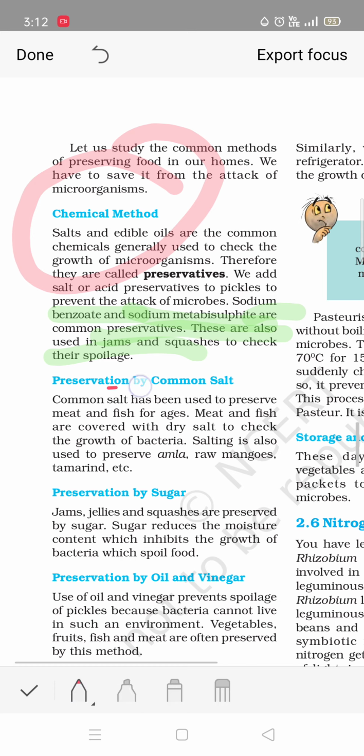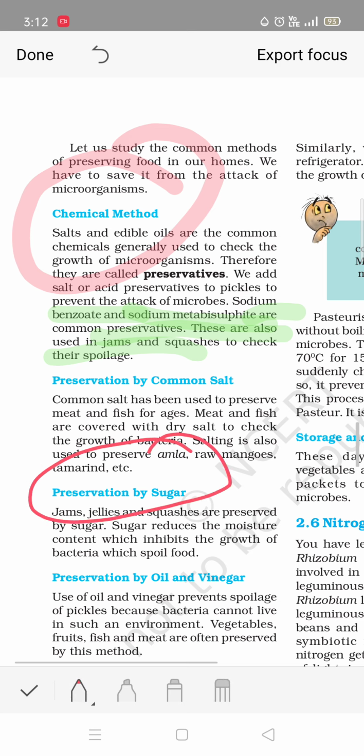Next method is preservation by common salt. Common salt has been used to preserve meat and fish for ages. Meat and fish are covered with dry salt to check the growth of bacteria. Salting is also used to preserve amla, raw mangoes, and tamarinds, etc. So common salt also acts as a preservative in the food.